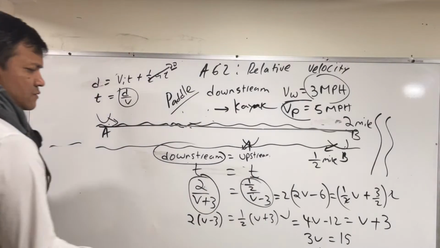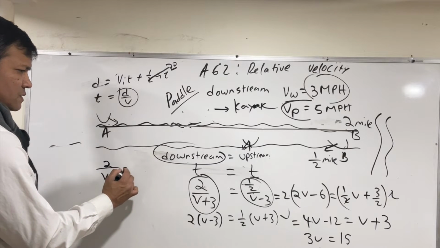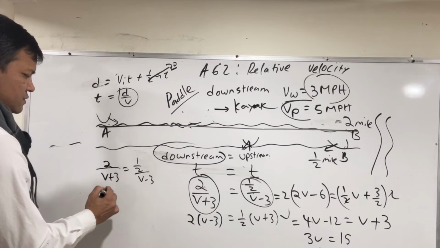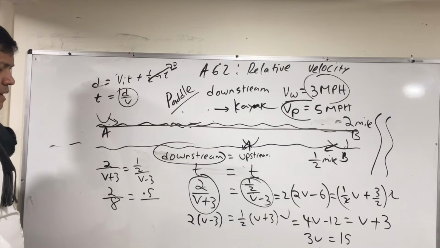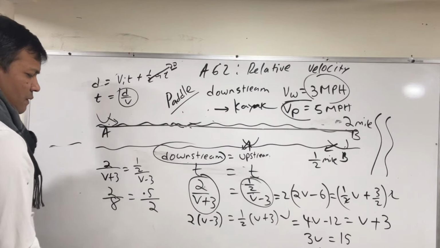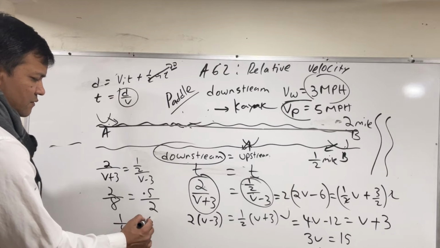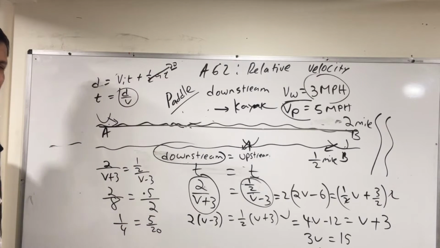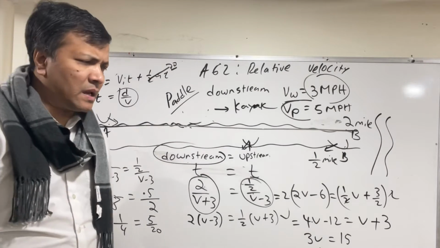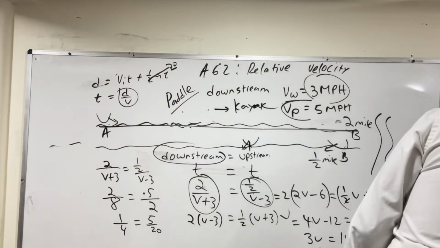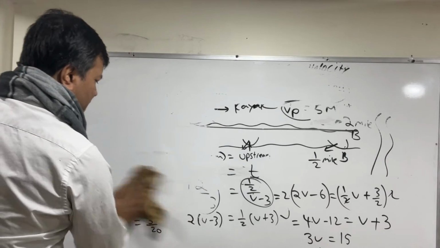All right, let's see whether that is right or wrong. If that is right, then this one has to be equal to this one. So this is 2 over v plus 3 is equal to half over v minus 3. So 2 over 8, and this is 0.5 over 2. Then this is 1 over 4, and this is 5 over 20, and they are the same. So you understand the relative velocity. Now we're going to make this problem a little different, probably keeping the same idea.